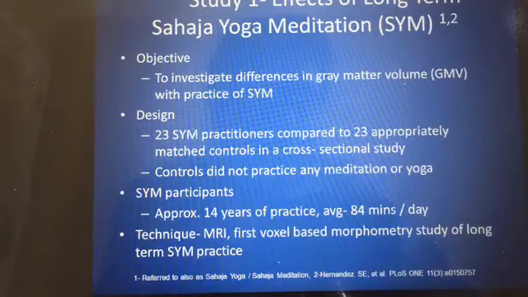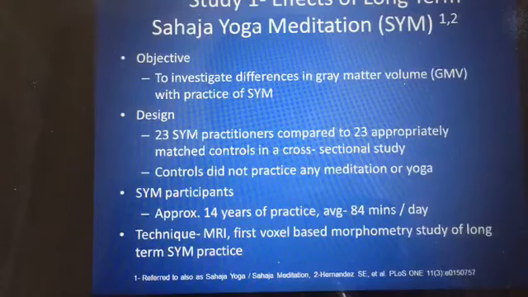In other words, if you want to compare the effects of, say, smoking on cardiovascular disease, you take a bunch of smokers and you compare them to non-smokers. You cannot compare smokers to smokers; you have to compare smokers to non-smokers, so that if smoking is the variable of interest, it is the only difference between the two groups. So likewise, in this particular exercise, the controls did not practice meditation or yoga, but otherwise they were age and gender matched. The Sahaja Yoga practitioners were into 14 years of practice.